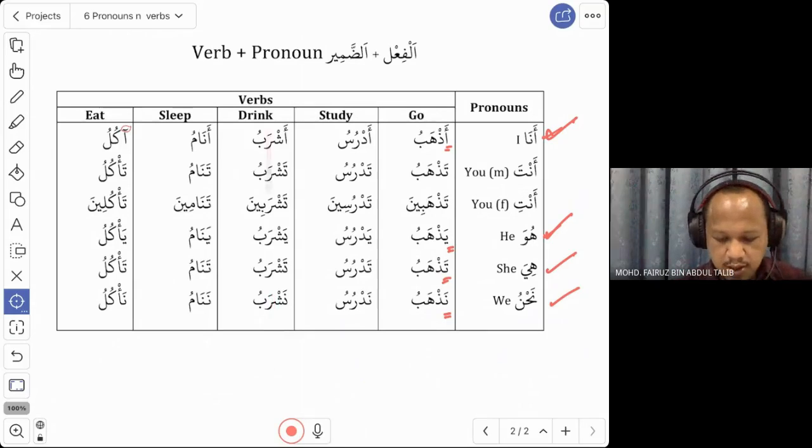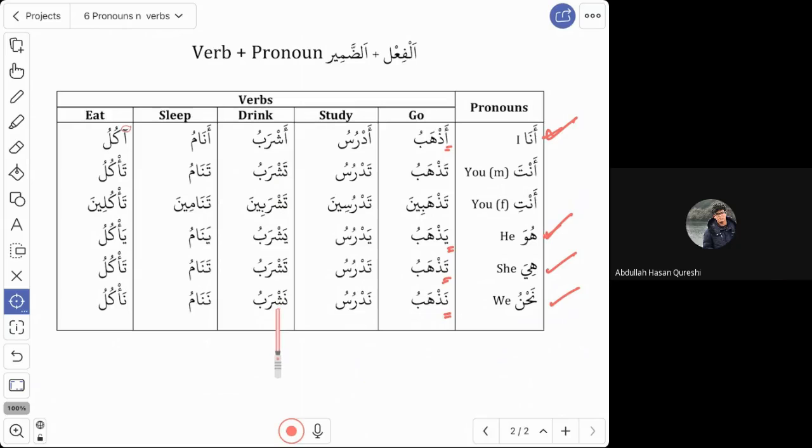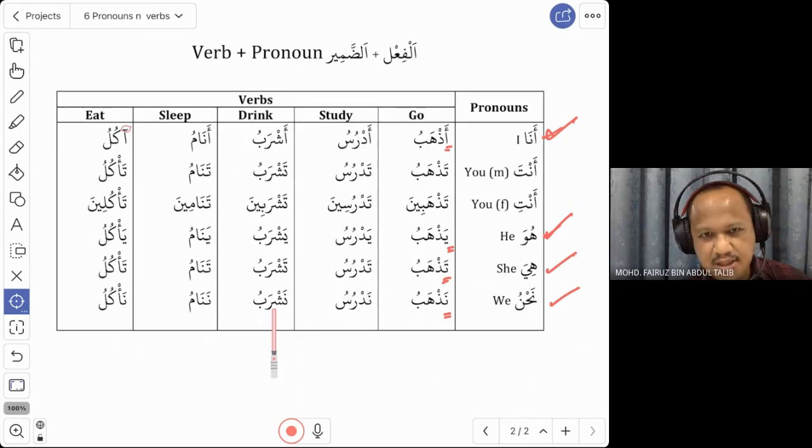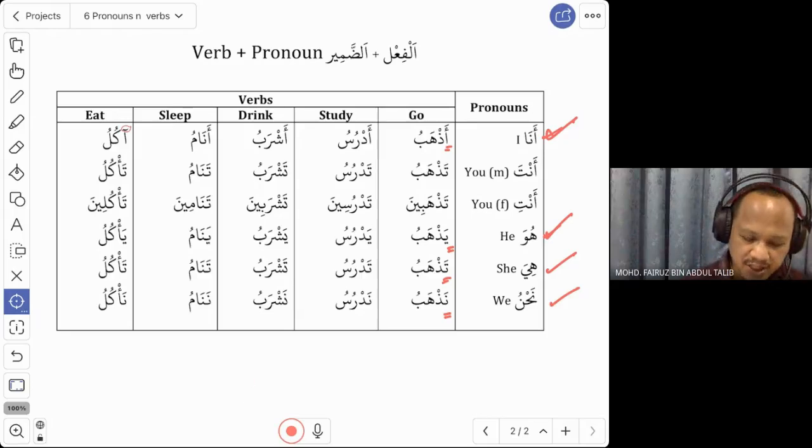The third word, ashrab, I drink. How do you say we drink? Change to na. Nashrabu. Yes. Thank you. Ashrabu becomes nashrabu. Nashrabu al-ma. We drink water. Ma is water. So nahnu nashrabu. We drink.